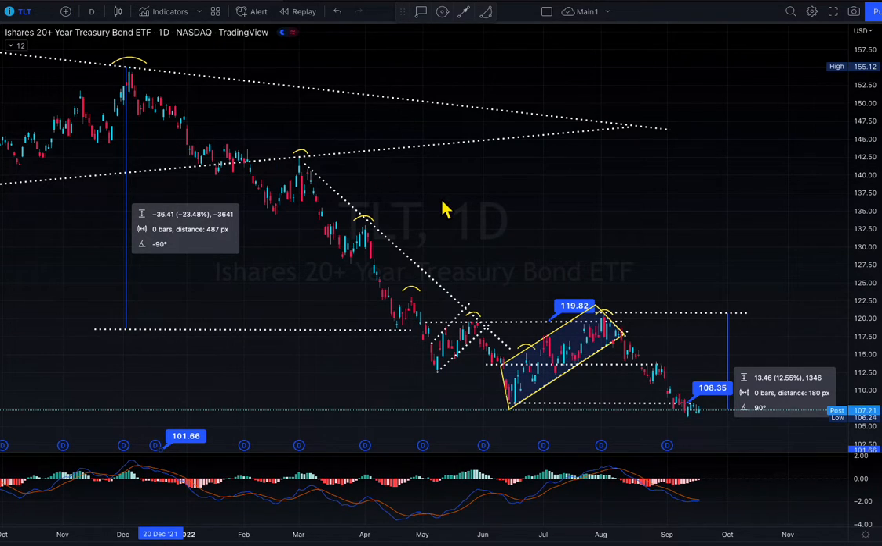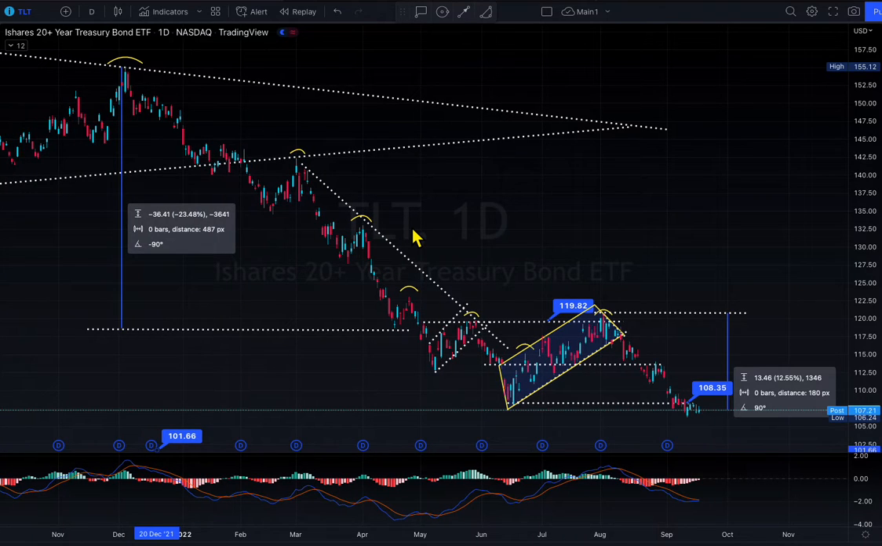Today we're going to take a look at the 20-year Treasury bond, and I see that liquidity is freezing up in the bond market. We're going to look at what exactly is happening on TLT, the 20-year Treasury bond, and I think it's very interesting technically.